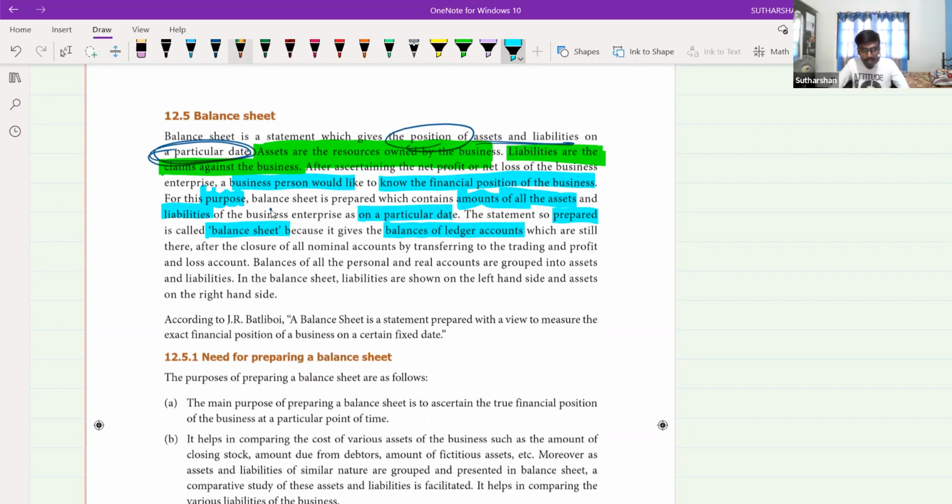Balance of accounts which are still there after the closure of all the nominal accounts by transferring them into the trading and profit and loss account. Balances of all the personal and real accounts are grouped into assets and liabilities. In the balance sheet, liabilities are shown on the left hand side and the assets are shown on the right hand side. This statement is the most important statement. It gives the balances of all ledgers after the closure of all the nominal accounts by transferring them to the trading and profit and loss account.